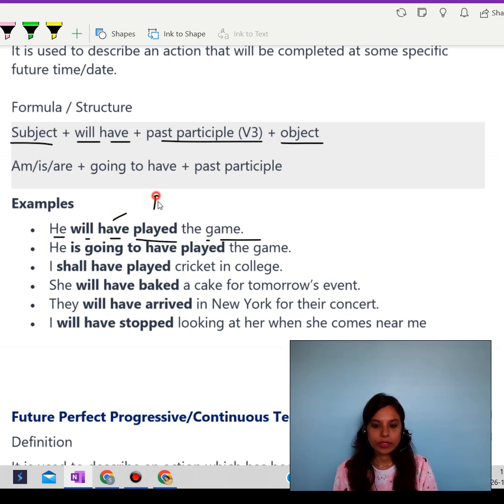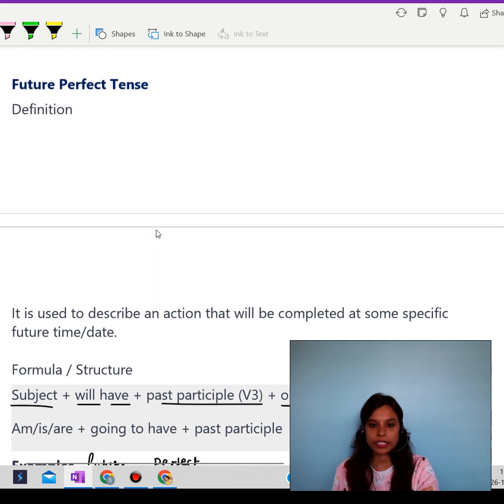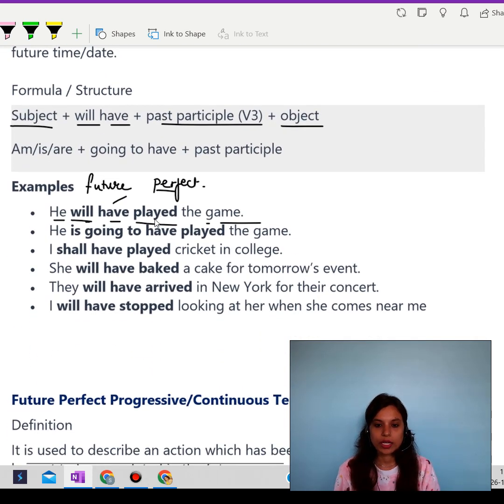First of all, this is the perfect form. Whenever we are using perfect tense, we are going to use has, have, had, depending on the tense we are using it with. So, he will. Will is a part of the future tense. So, this is only future perfect, so that is why we can use the verb as it is or in the past tense. He will have played the game. So he will have played the game. He is going to have played the game.